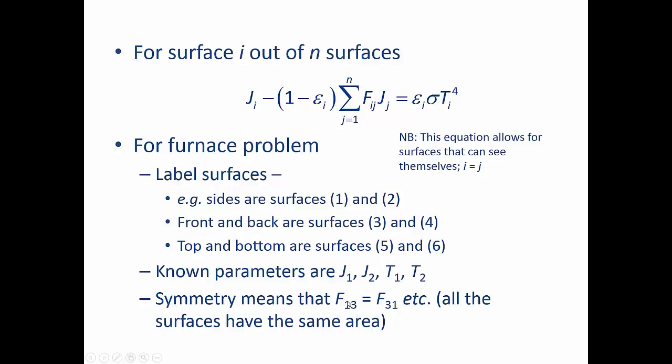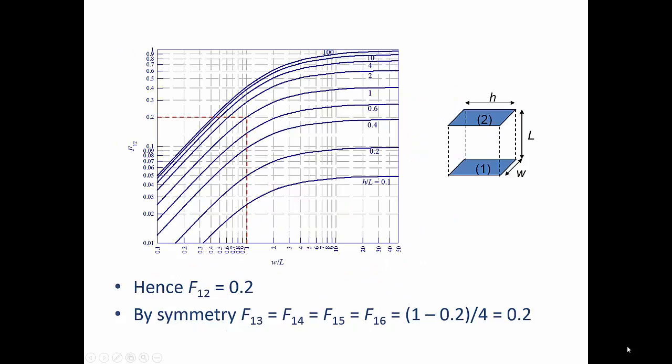The other thing I know is that because I'm dealing with a cube, reciprocity tells me very simply that F13 will equal F31 because all of the surfaces have the same area, so A1 and A3 will be equal, and I can simplify these relationships slightly.